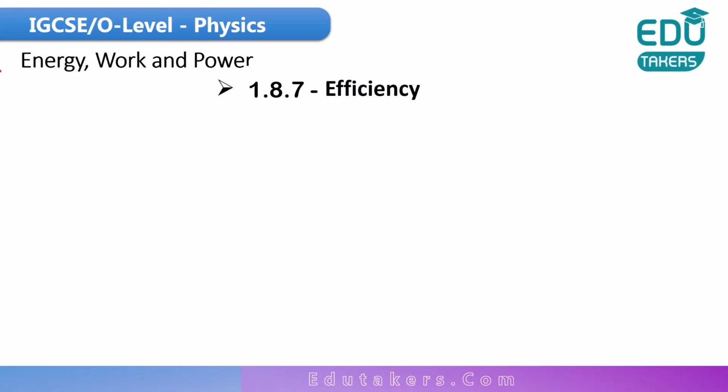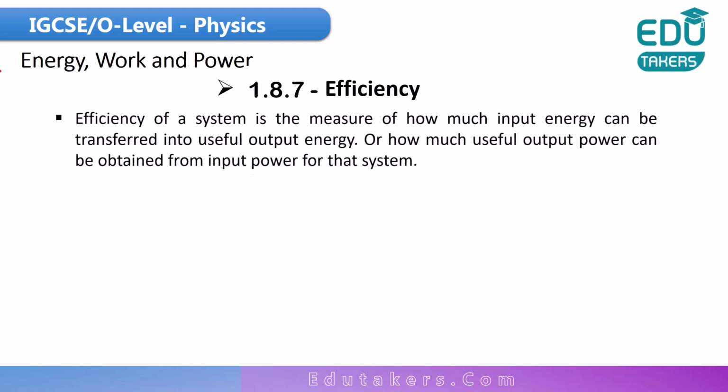Next is efficiency. What is meant by efficiency and which formula is used to calculate the efficiency of any system? So first of all, we have to define the efficiency here. Efficiency of any system basically tells us how much of the input energy is converted into useful output energy.